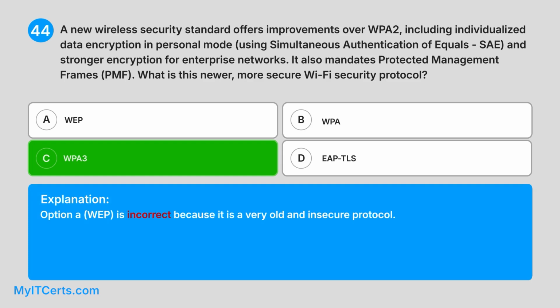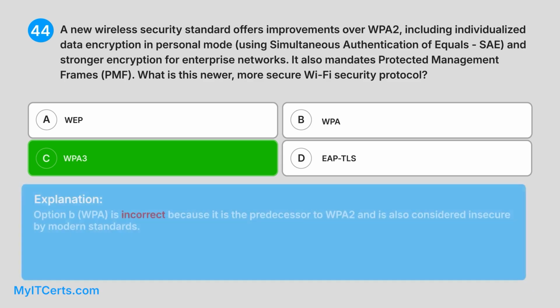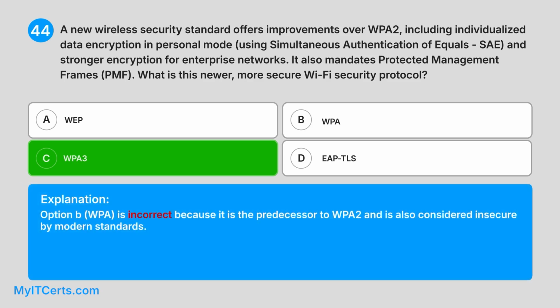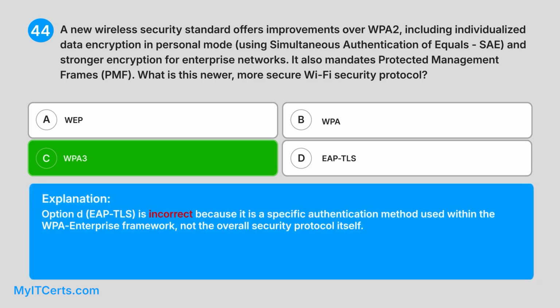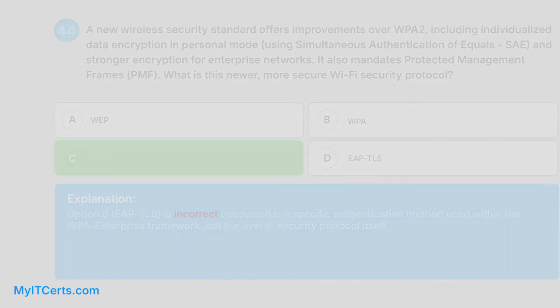Option A, WEP, is incorrect because it is a very old and insecure protocol. Option B, WPA, is incorrect because it is the predecessor to WPA2 and is also considered insecure by modern standards. Option D, EAP-TLS, is incorrect because it is a specific authentication method used within the WPA enterprise framework, not the overall security protocol itself.